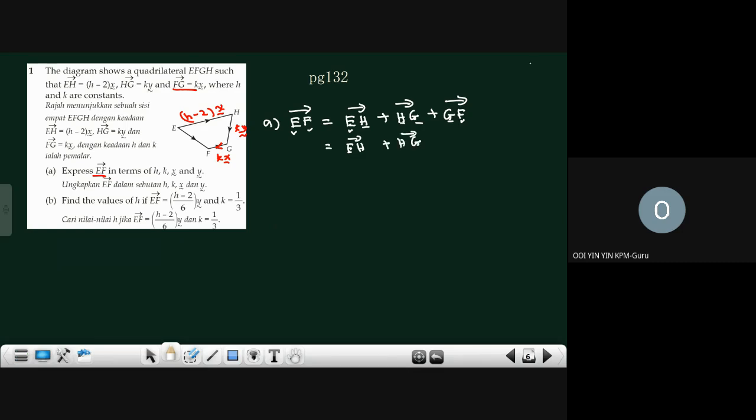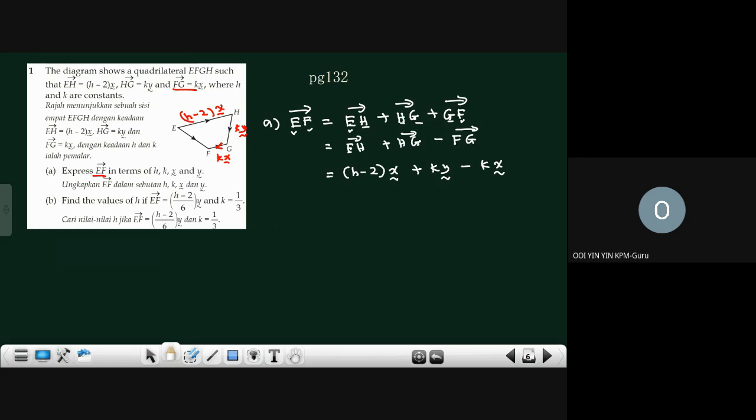If you want to change to the direction same as this one, FG, we have to change the sign. Yes, negative. And then don't forget your arrow. Become negative FG instead of positive GF. Okay, negative FG. So now we put in the alphabet here, which is your H minus 2x plus your HG, KY, minus your FG. FG will be KX.